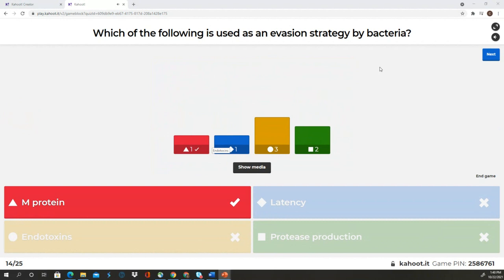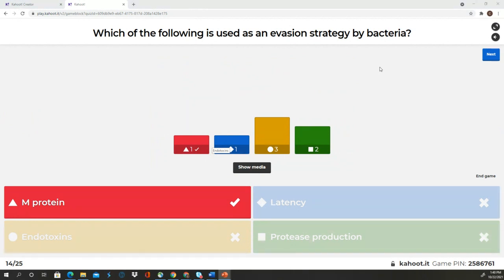All right, so capsules, flagella, biofilms, these are common evasion strategies that we've talked about. M protein is another one. It is actually used by Streptococcus pyogenes, and it is found on the surface of its cell wall, and it helps evade phagocytosis, much like a capsule. Because the M protein is kind of like these little hair-like projections that cover the cell wall, making it hard for phagocytes to phagocytose it.